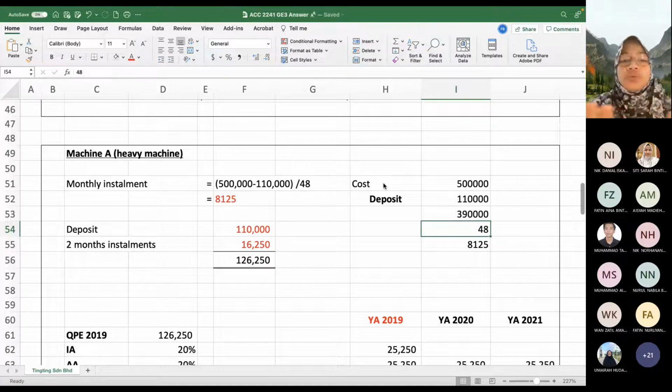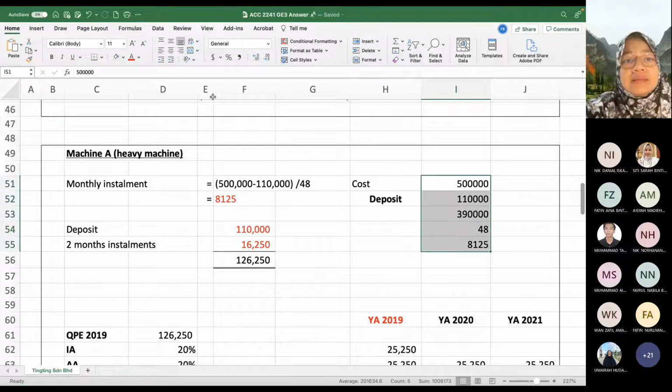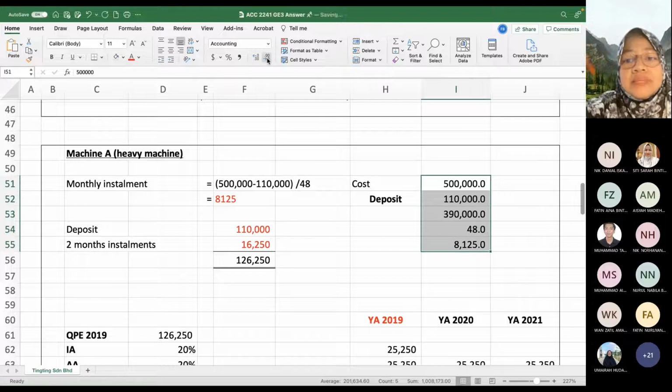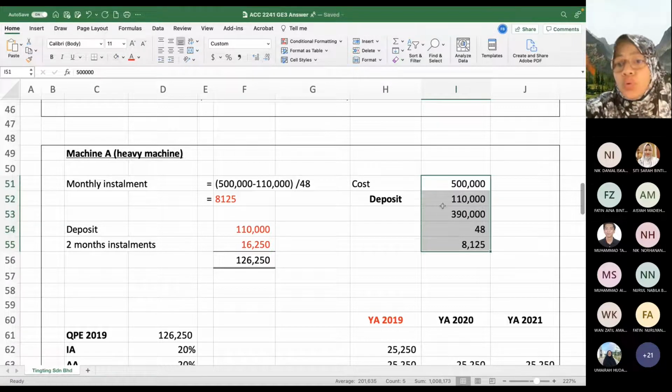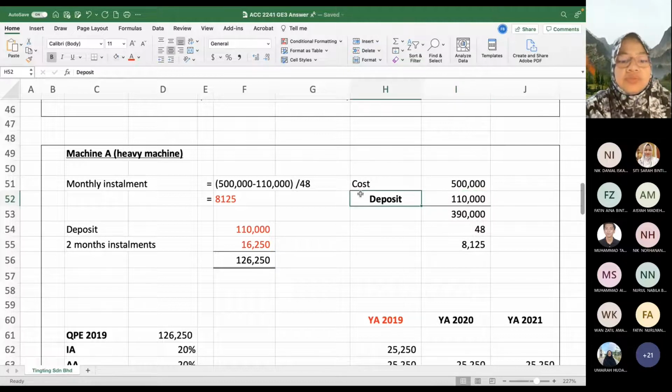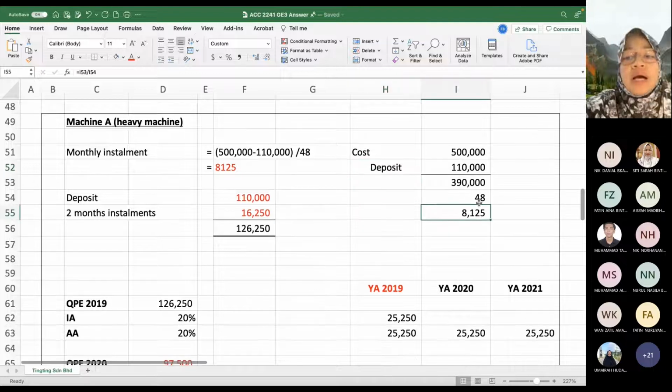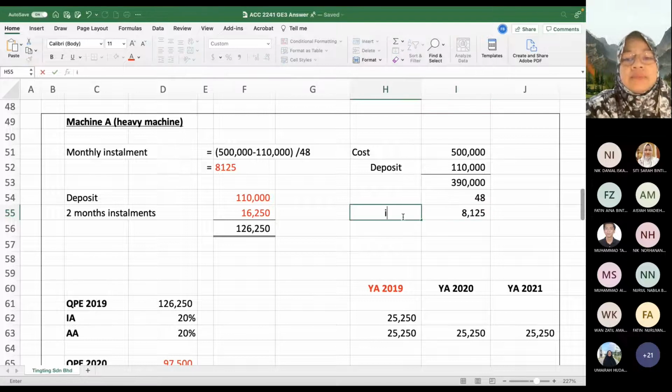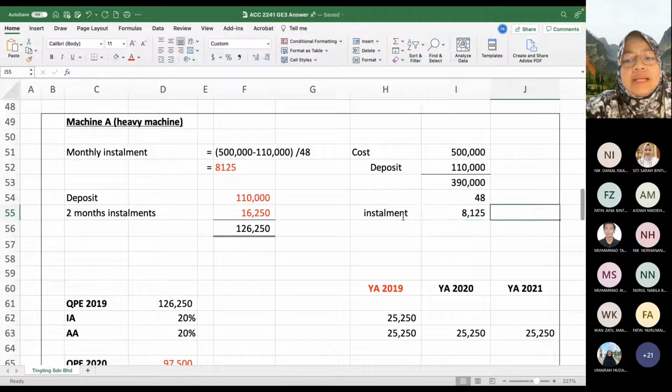There's one group that actually did 500 minus 110 over 48. You do it horizontally. If you do it something like this, it will be better. It will make it more presentable, and it's easier for you also to check your computation. So just show your workings, and show me how you actually compute your installment payment, installment per month, 8,125. So normally there are two ticks here for you to compute your installment.